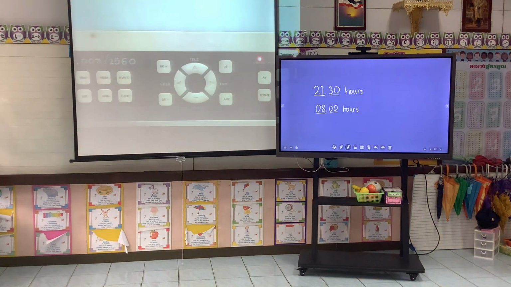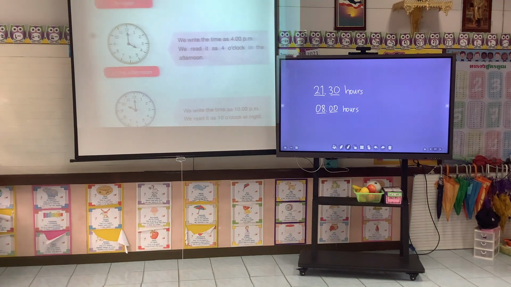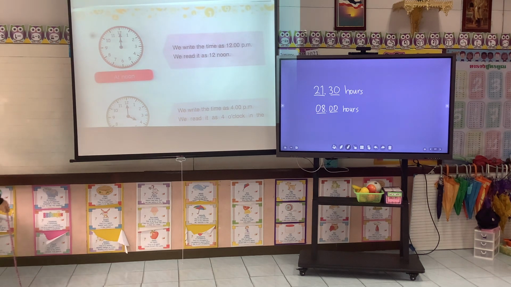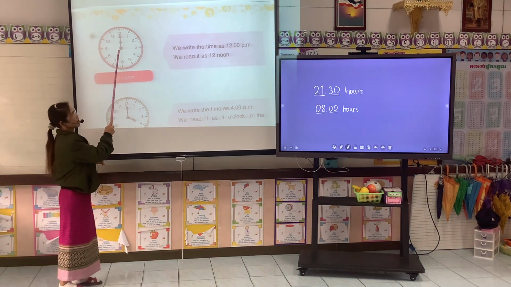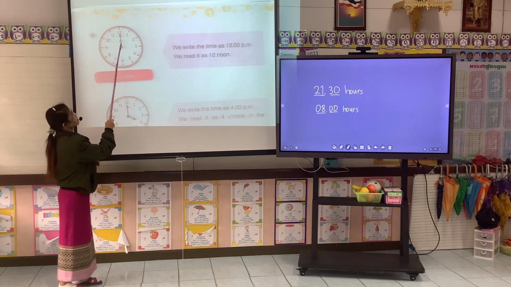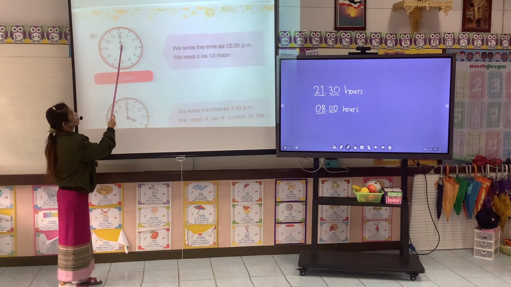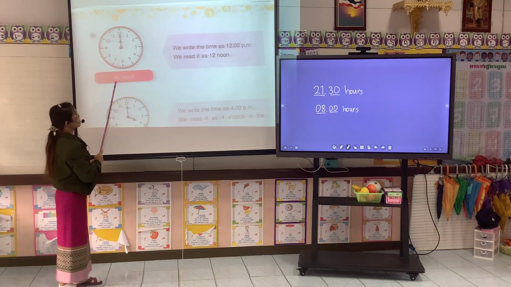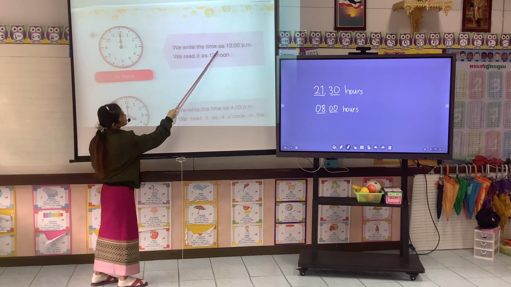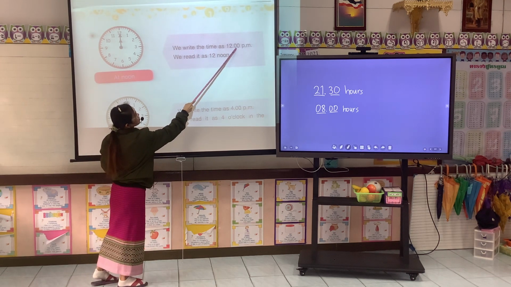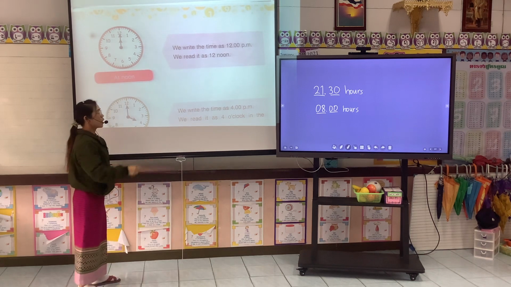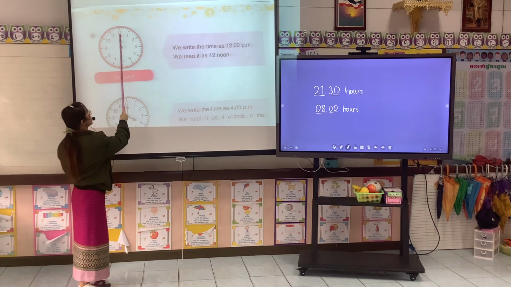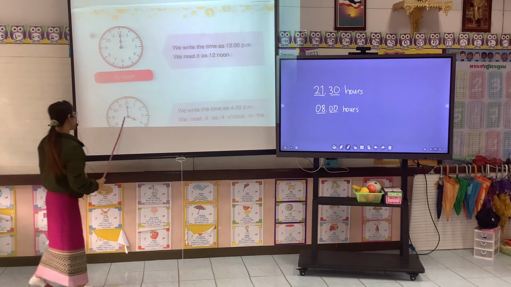What about here? This clock. What does this clock show? This clock shows noon, middle of the day. Alright? So the minute hand and the hour hand point at 12. Okay? They point at 12. We write the time as 12 o'clock p.m. Alright? Or we read it as 12 noon, middle of the day. Okay? The next clock.